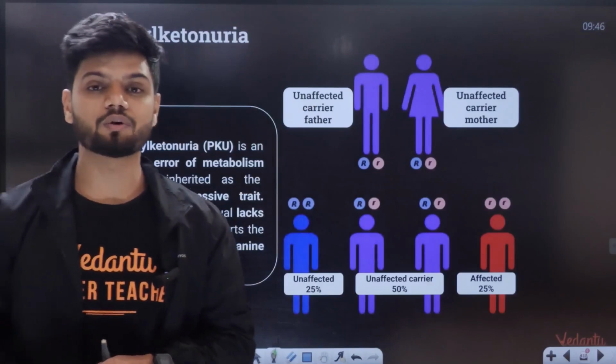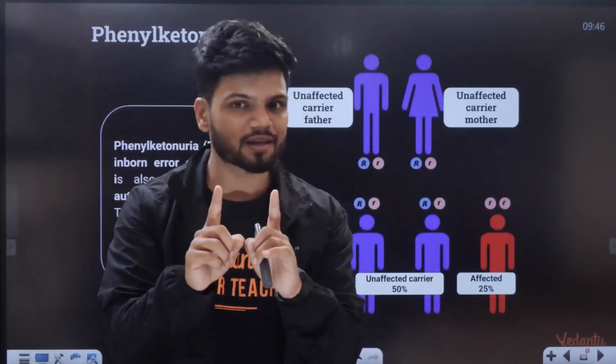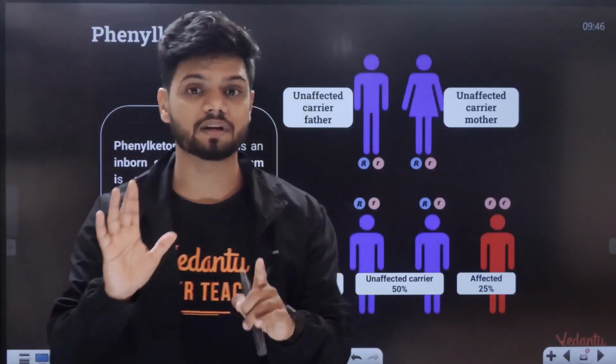Now we come to one more disease called PKU. PKU again is a type of autosomal recessive trait.